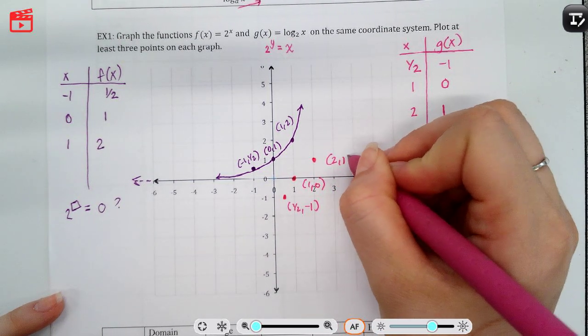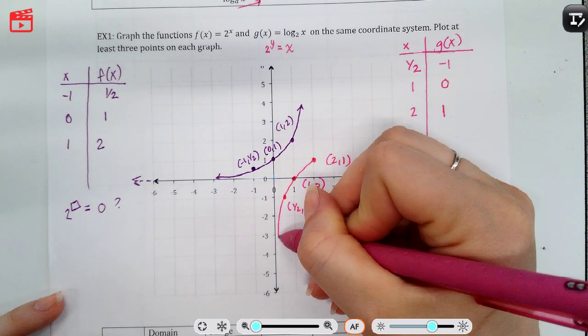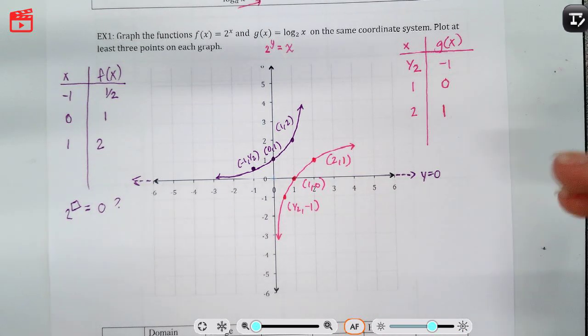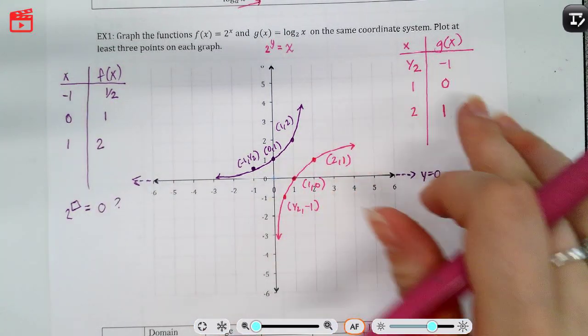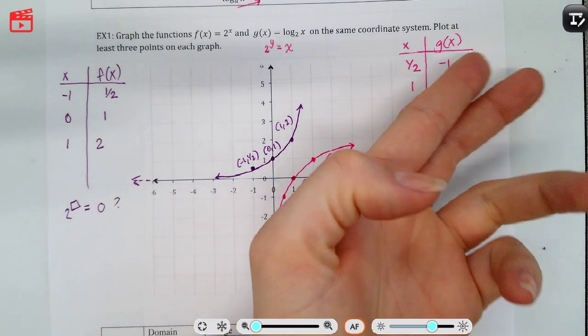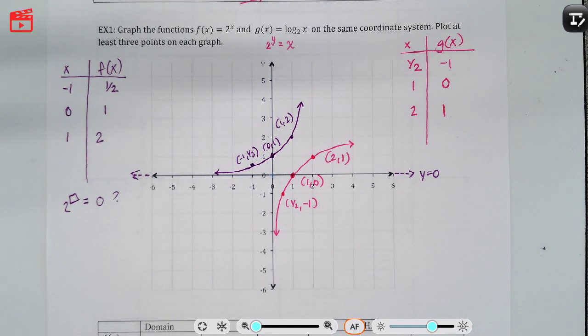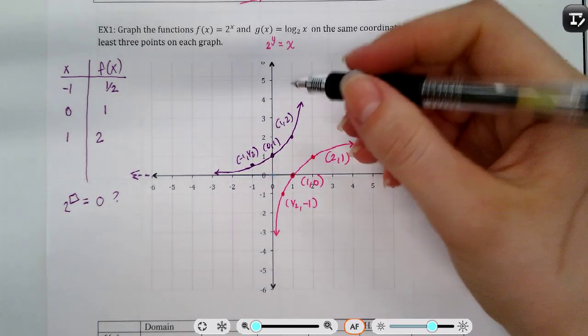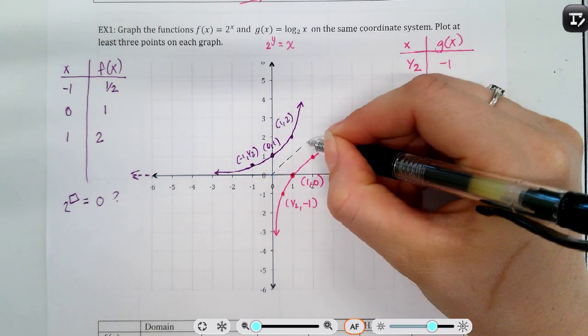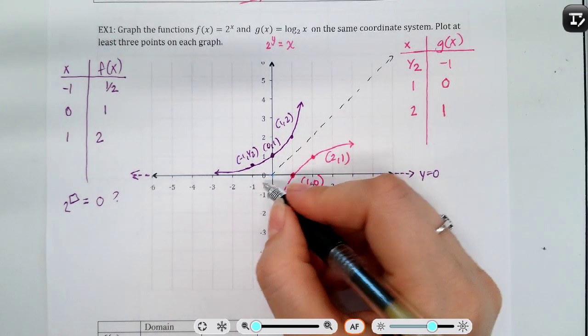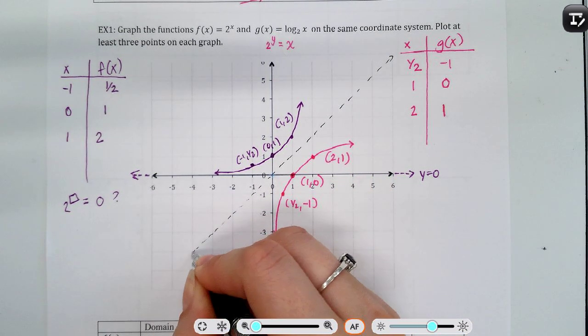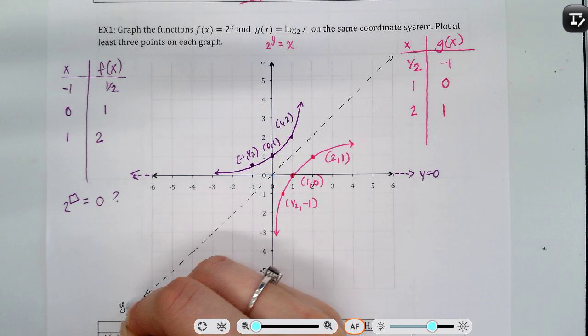Okay, you might be noticing something interesting here. These are starting to look like they're the inverses of each other, because notice the x and y values are perfectly switched. And they look like they are reflecting about the line of symmetry there, which in fact they are. So logarithmic functions and exponential functions are actually the inverses of each other. These two are the reflections of each other about the line y equals x.